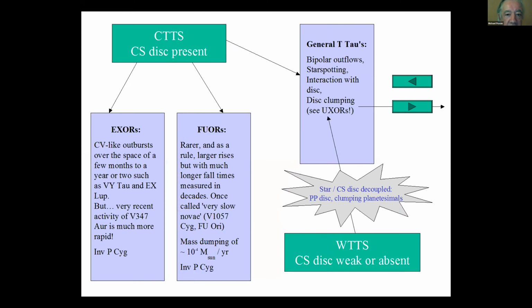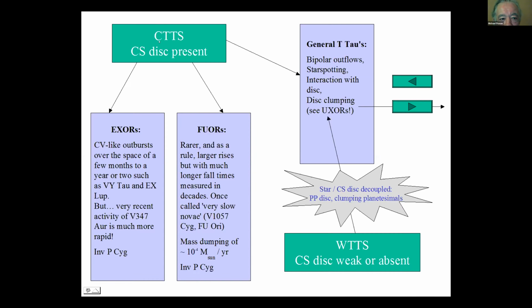So let's just have a quick look at T Tauri stars generally. We can usually divide them into two broad types. There's what we call classical T Tauris, or CTTs. What marks them out is the fact that they have a circumstellar disk. We also have the weak T Tauris, which have a very weak circumstellar disk or no circumstellar disk at all. They're both interesting from various points of view, but we can break these down.